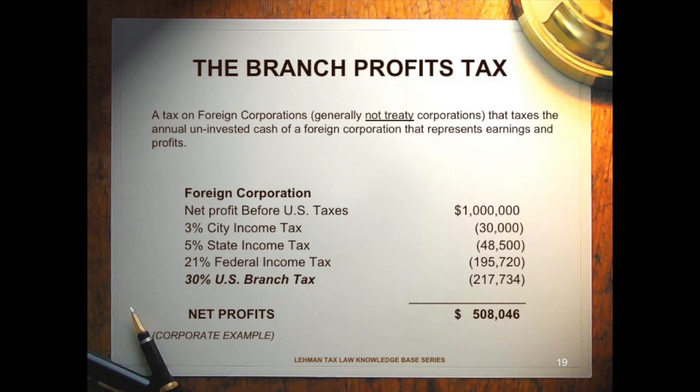The next slide is just an example of the branch profits tax. If it's asserted, you can see down there at the last column, before we calculate profits, the branch profits tax can be a very, very significant tax. And it's a tax asserted on the taxable income after all of the city, state, and federal income taxes have been deducted.